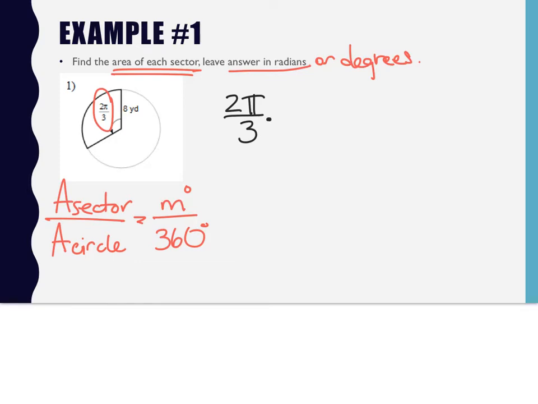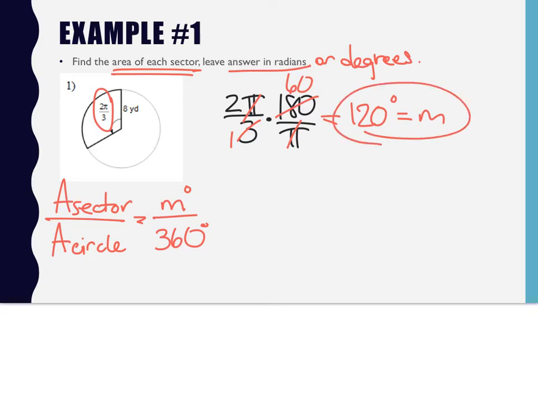If we want to change that to degrees, we'll multiply it by the 180 over pi version so that we can wipe out pi's. We can even do 3 into 180 is 60, and that answer would be 120 degrees. So that's what we use for M. You could have left it in pi, but you probably really don't want to.